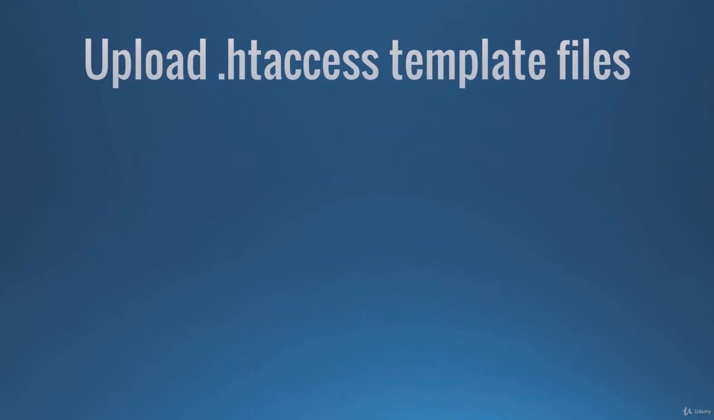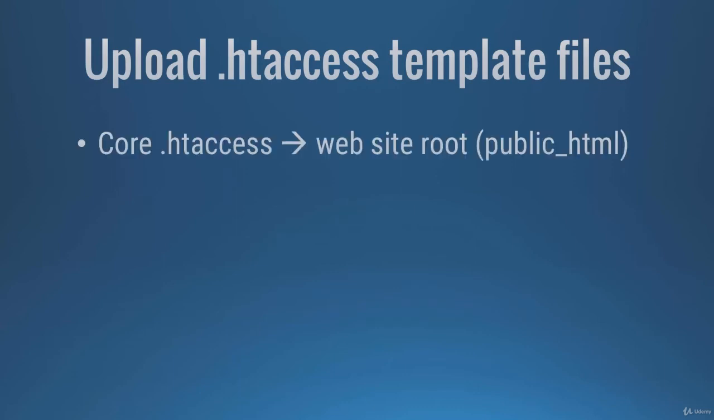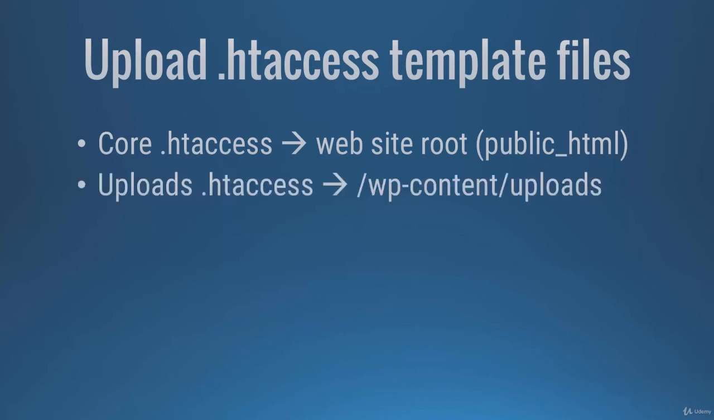We're now going to step through uploading the htaccess files to our web host. Our core htaccess file will be uploaded to the website root directory, commonly under the public_html directory. And then the htaccess file that protects our WordPress uploads directory to specific file types will be uploaded to the wp-content/uploads directory. So we've got our two htaccess files. They both go in those two separate locations. So let's take a look how to do this from the File Manager utility on our cPanel.